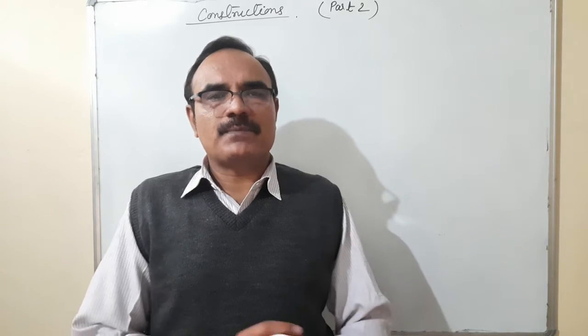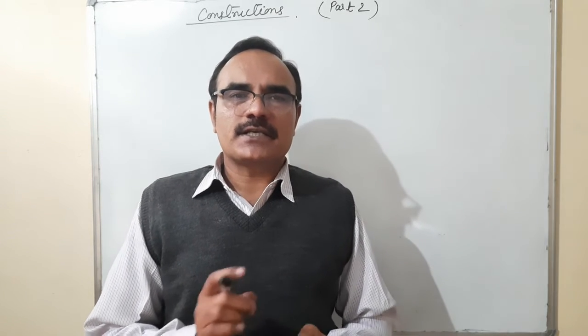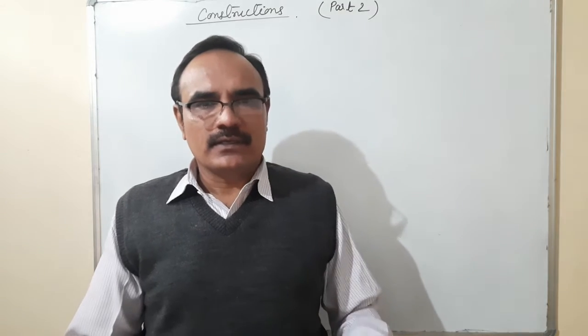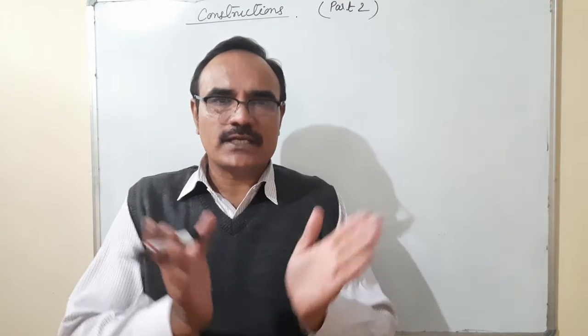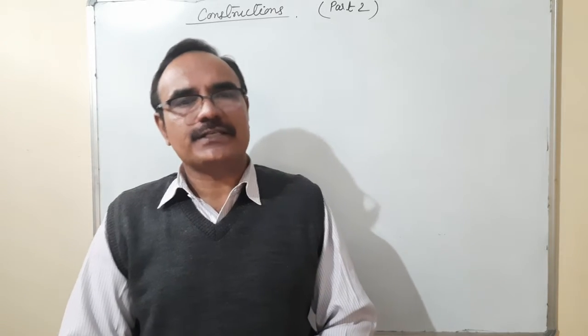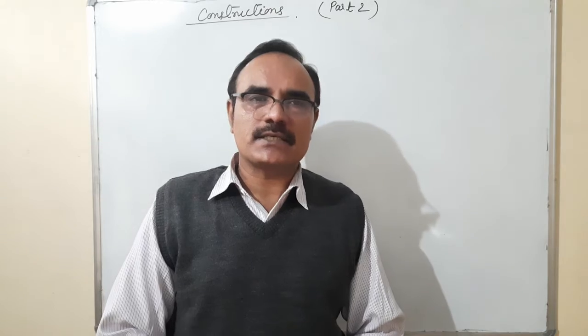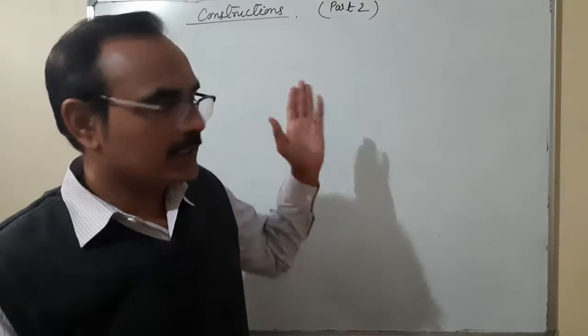Hello. In this chapter, we'll discuss the construction of tangents drawn from an external point to a circle, which are equal. This is the theorem, but how do we draw the construction, how to draw the tangents from an external point to a circle? This is the second part of construction, class 10th. Let us see. We are taking some questions from it.